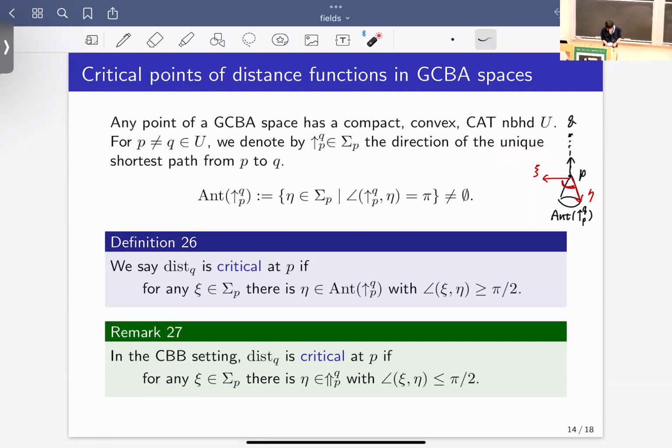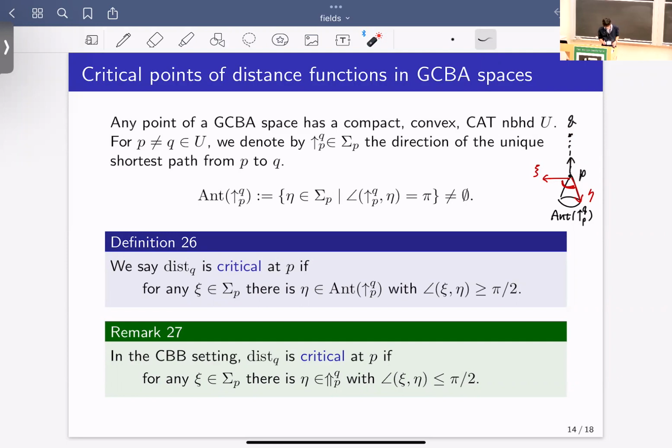And we will consider the set of antipodes for this direction. Okay. So here is P and here is Q. And here is the direction from P to Q. And we are looking at this set. This subset is non-empty because of geodesic completeness. So you can always extend the shortest path from Q to P to some extent. So there is at least one opposite direction.